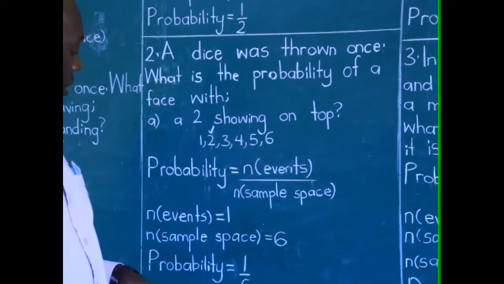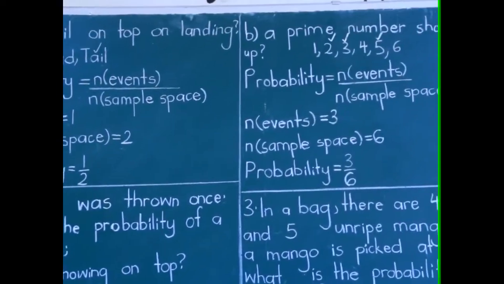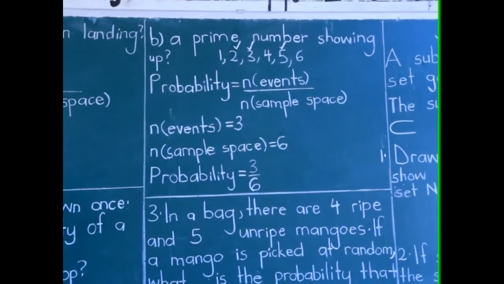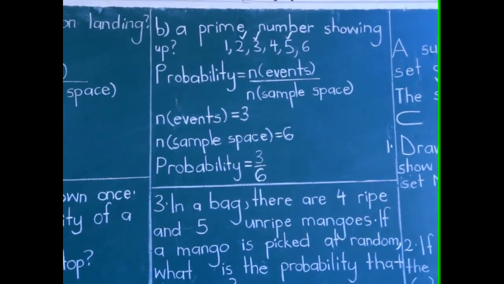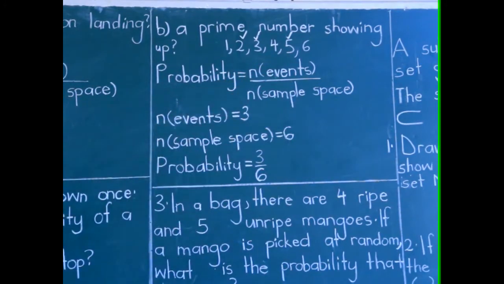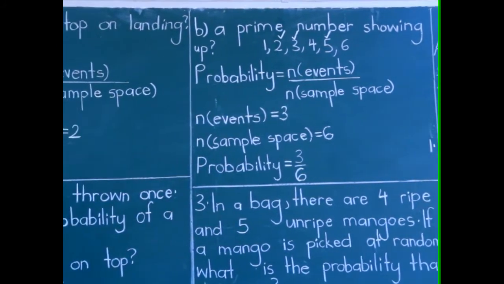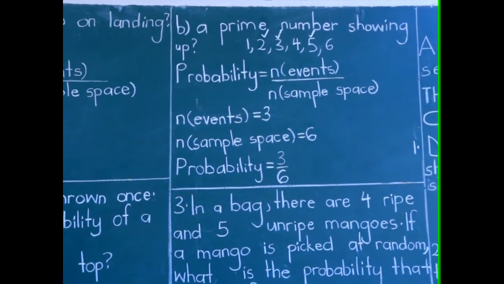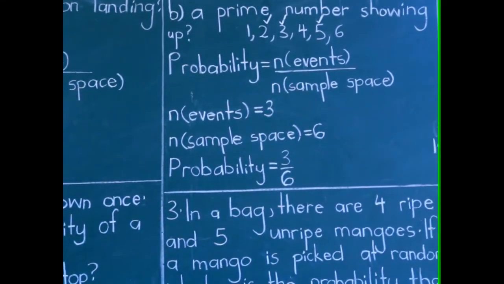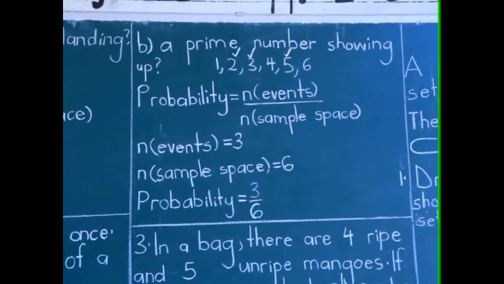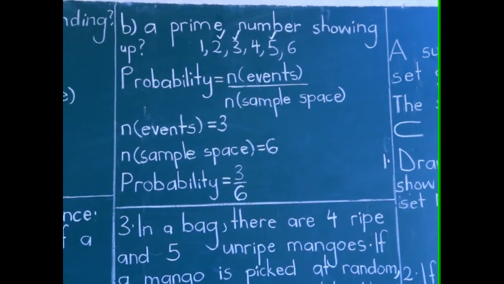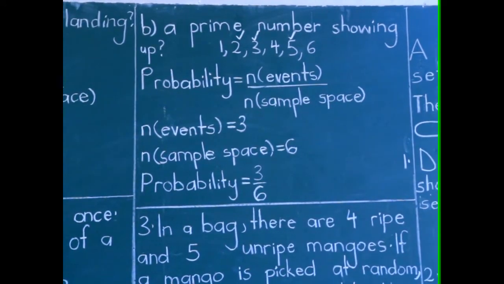Then part B says, what is the probability of a face with a prime number showing on top? What's the probability of a face with a prime number showing on top? You know a prime number is the number which has got only 2 factors, 1 and itself. Now, if that is true, then identify prime numbers within numbers 1 to 6. And then we make the number of events.